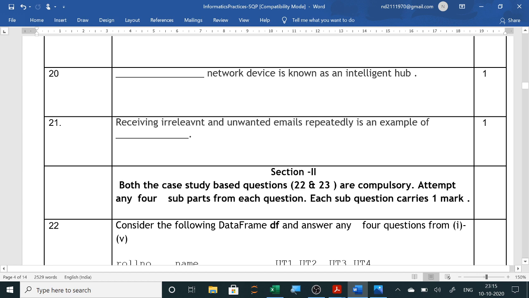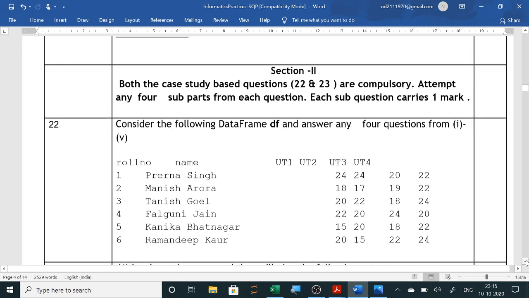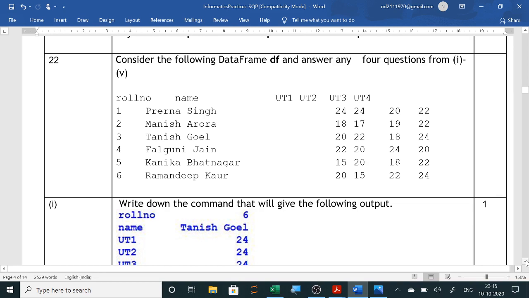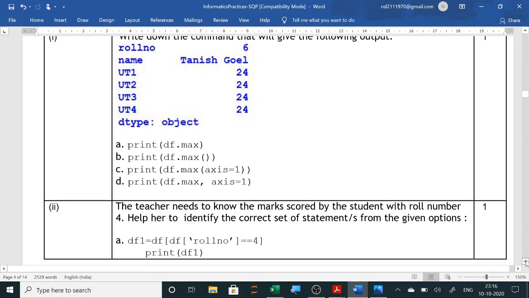Now, section 2, you can see the 22nd and 23rd questions are case studies and compulsory. You have to attempt them here. Now, in this, you can see any 4 questions from 1 to 5, which means we have a choice here.